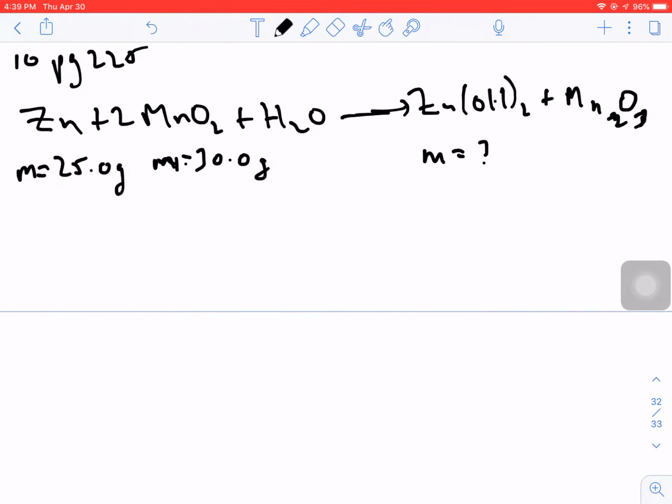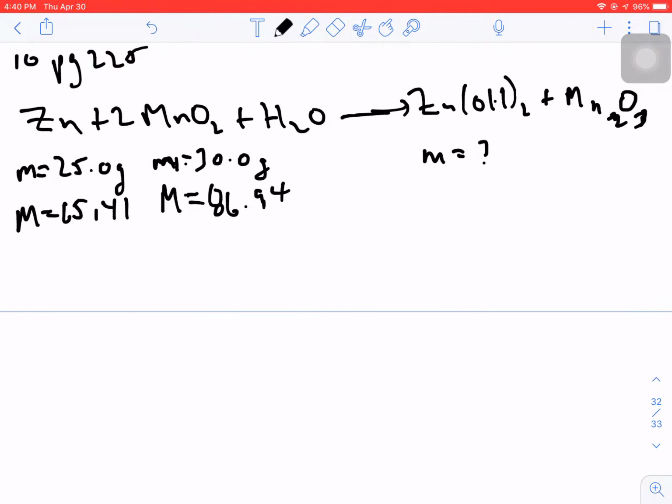Notice that I am ignoring this and ignoring this. They have nothing to do with the question. I'm going to follow my same steps. I'm going to start with my molar mass for zinc, which is 65.41 on my periodic table. My molar mass for MnO2, manganese is 54.94 plus 2 oxygens, so it gives it a total mass of 86.94.